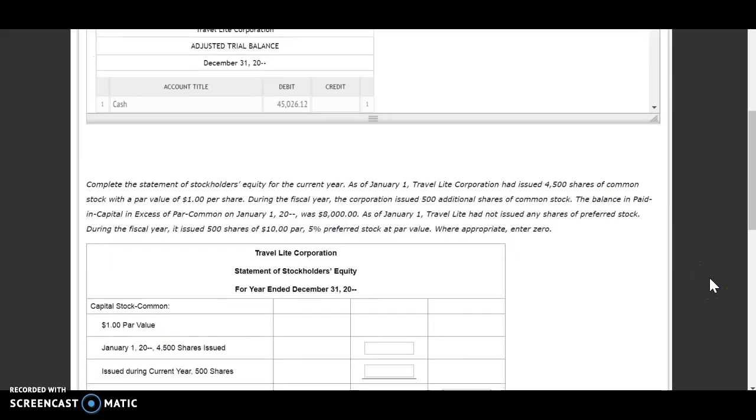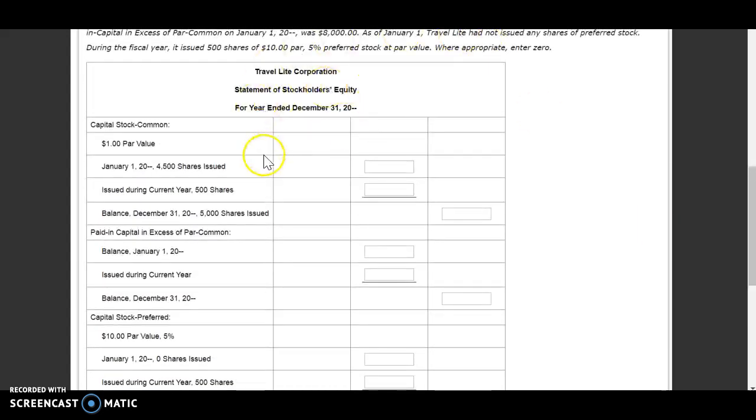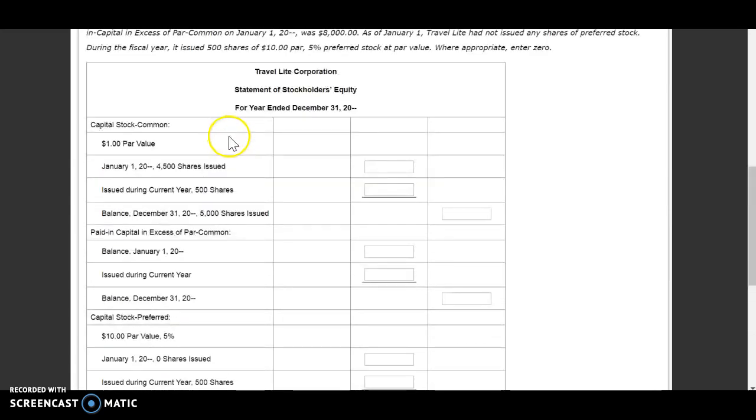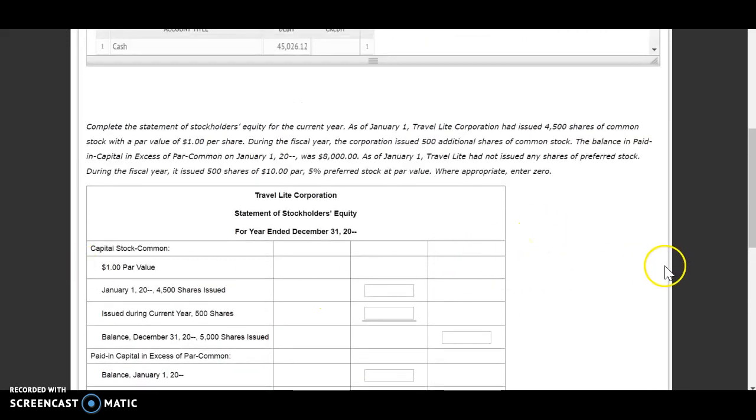Where appropriate, we need to enter a 0. So again, they have created our heading, they've put in all of our titles for each line, and we simply are going to need to fill in our numbers. They even put it where we need to fill in our numbers.